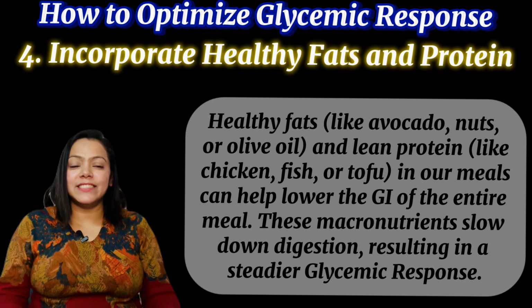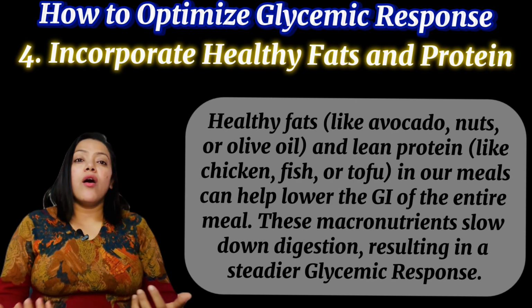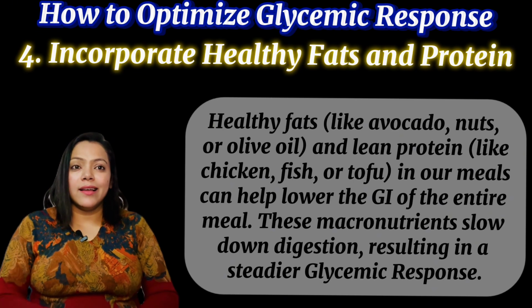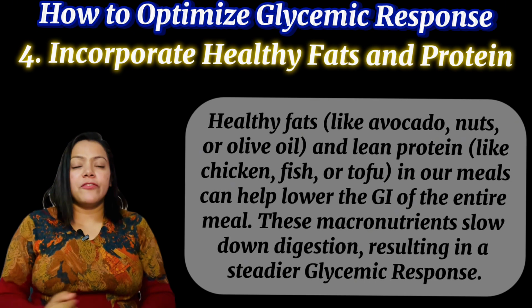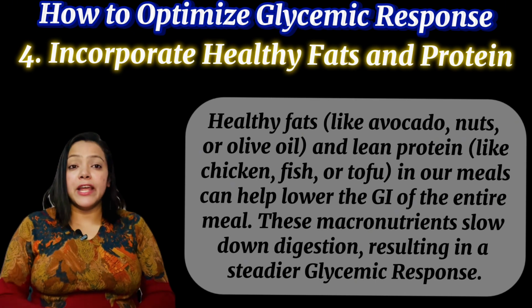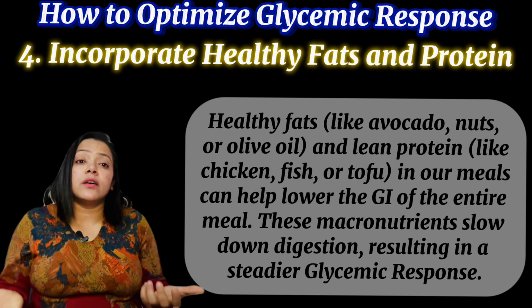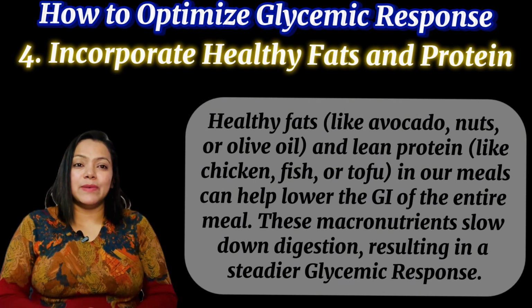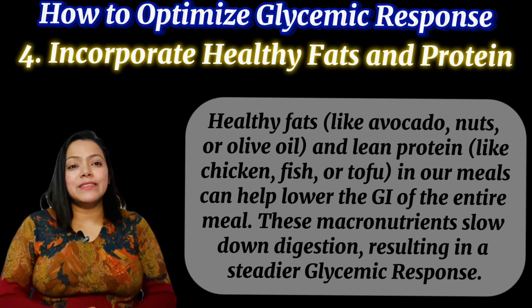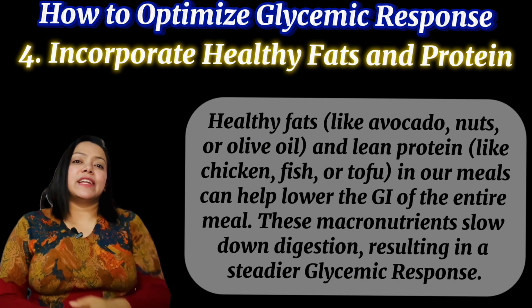So number 4, incorporate healthy fats and protein. Including healthy fats like avocado, nuts, seeds, olive oil, and lean proteins like fish, meat, or tofu in your meal helps to lower the GI, glycemic index, of the entire meal. These macronutrients slow down digestion, resulting in a steadier glycemic response.